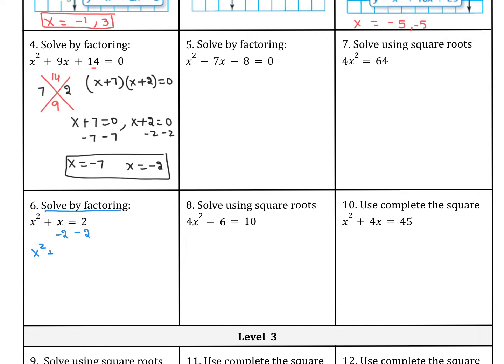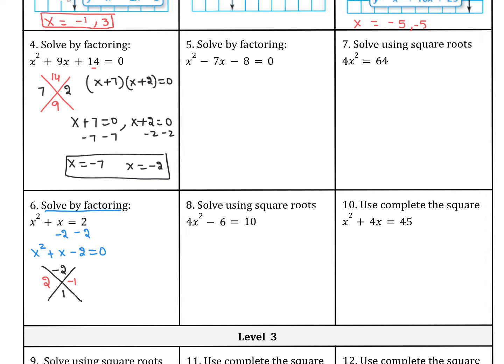So subtract 2 on both sides, and that makes the other side equal to 0. And then you're going to use the cross method. On top is -2. On the bottom is 1, so the middle term is 1. You're looking for two numbers: 2 times -1 is -2, and 2 minus 1 is 1.